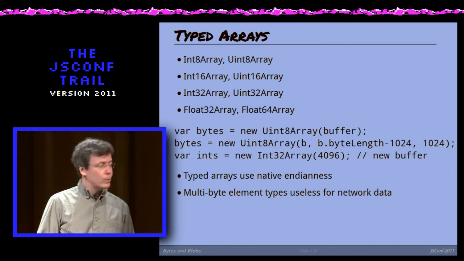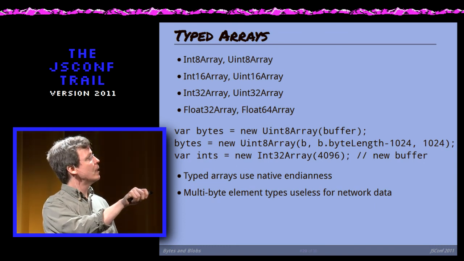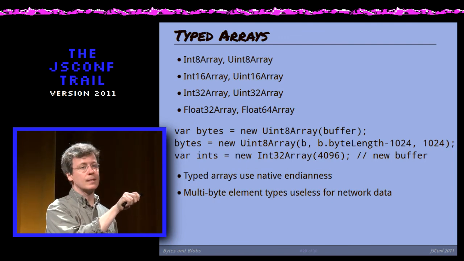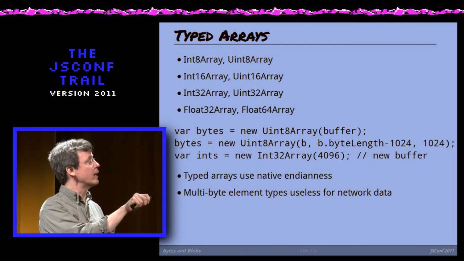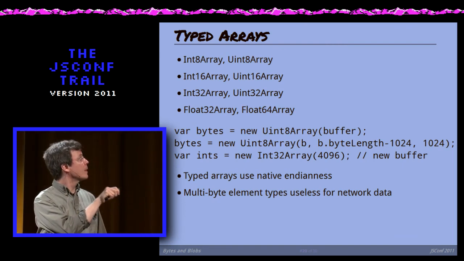So here's a little bit of code to look at. bytes equals new Uint8Array on buffer. Here's an array buffer. It's pretty opaque. Bytes now is an array-like object. It's got a length. It's got elements. You just treat it like an array. But each element of that array is going to be a value between 0 and 255.